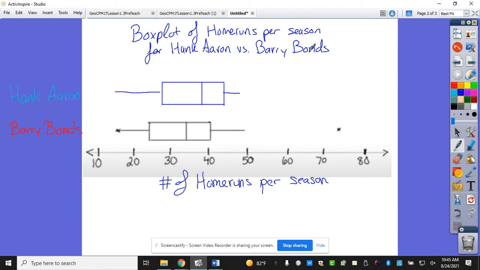Outliers for Hank Aaron, yes, no? No, so you would say what? Context. There are no seasons where there were significantly, uncharacteristically high or low number of home runs per season in relation to the rest of the seasons. Our center is what? For Hank Aaron? The only center we found? 38, which means there's the same number of values. About 50% of the time he scored below, less than 38 per season, about half the time he scored above.